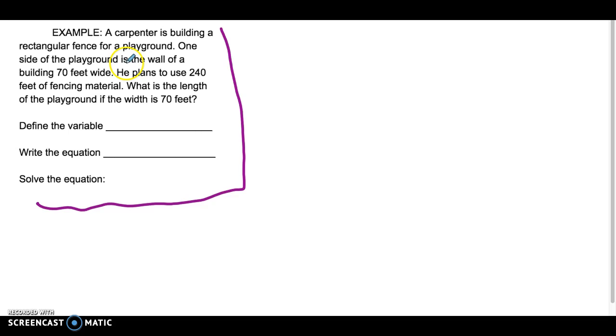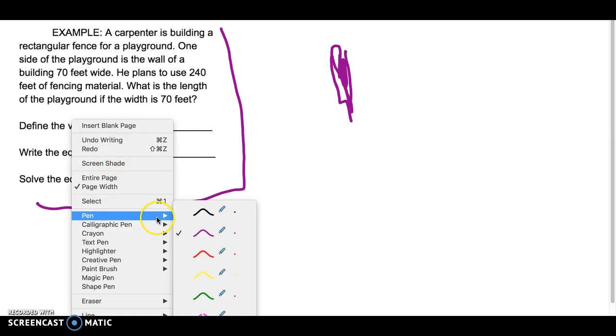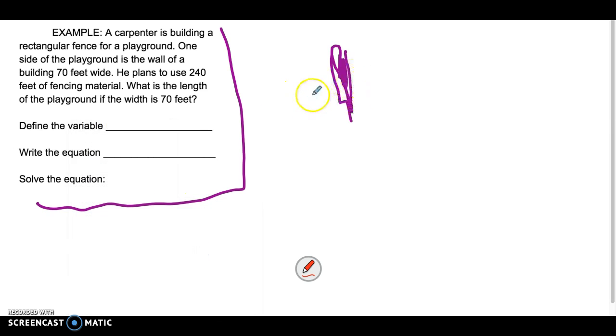Okay, so a carpenter is building a rectangular fence for a playground. One side of the playground is the wall of the building, 70 feet wide. He plans to use 240 feet of fencing. So let's say here's the building right here. So I don't have to cover this fencing. I'll use a different color. We'll go to the red. So I know this is 70. It's rectangular, so this side is going to be 70.